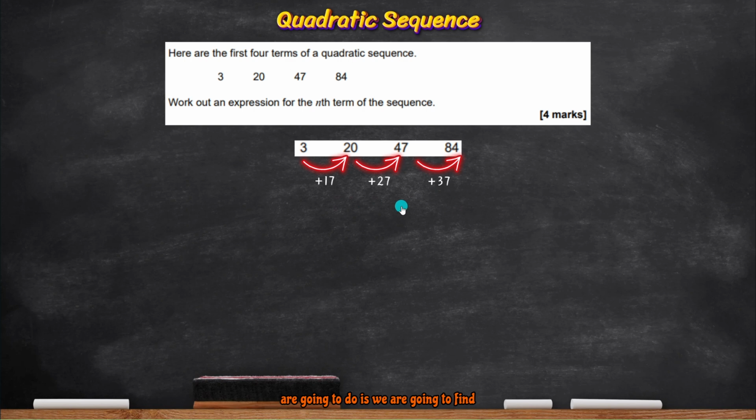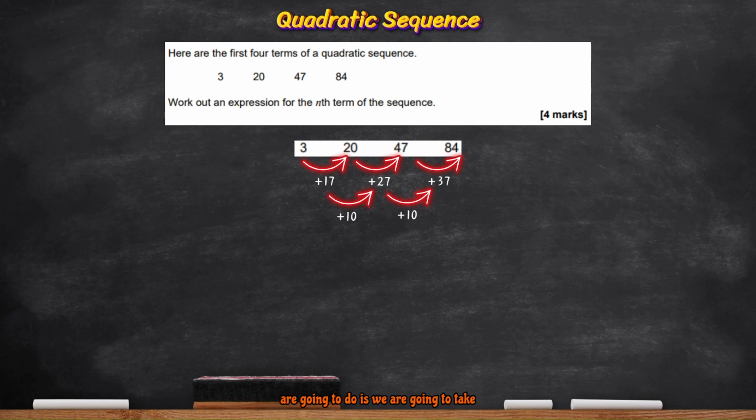So now we're going to find our second difference. That is why this is called a quadratic sequence. Our second difference is the difference between our first differences. So the difference between 17 and 27 is plus 10, and the difference between 27 and 37 is plus 10 again. This time you can see that our differences are constant.